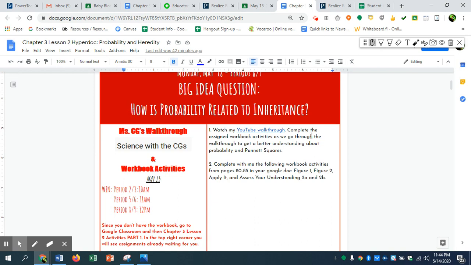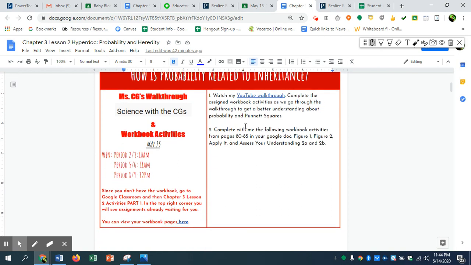Okay. So let's go to our activities first. It says complete with me the following workbook activities, pages 80 to 85, and find the Google Doc. And we're doing figure 1, 2, apply it, and assess your understanding 2A and 2B.